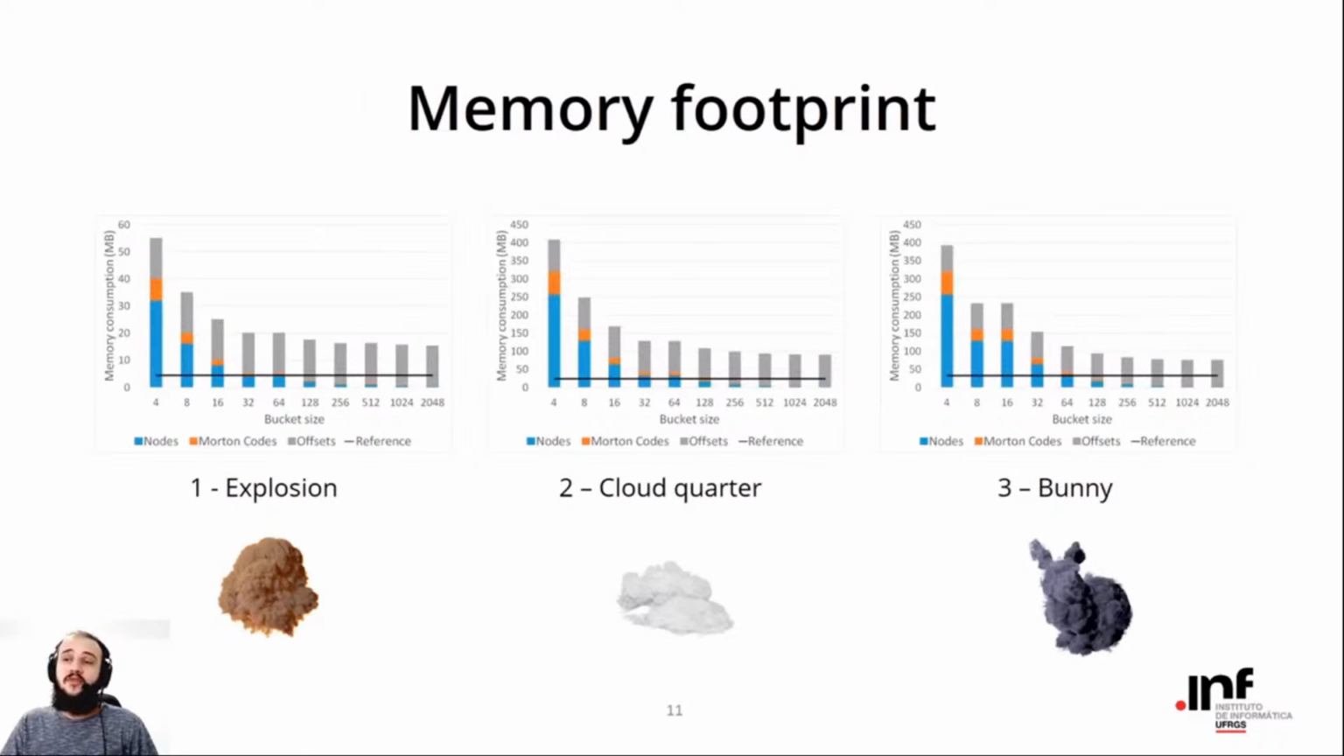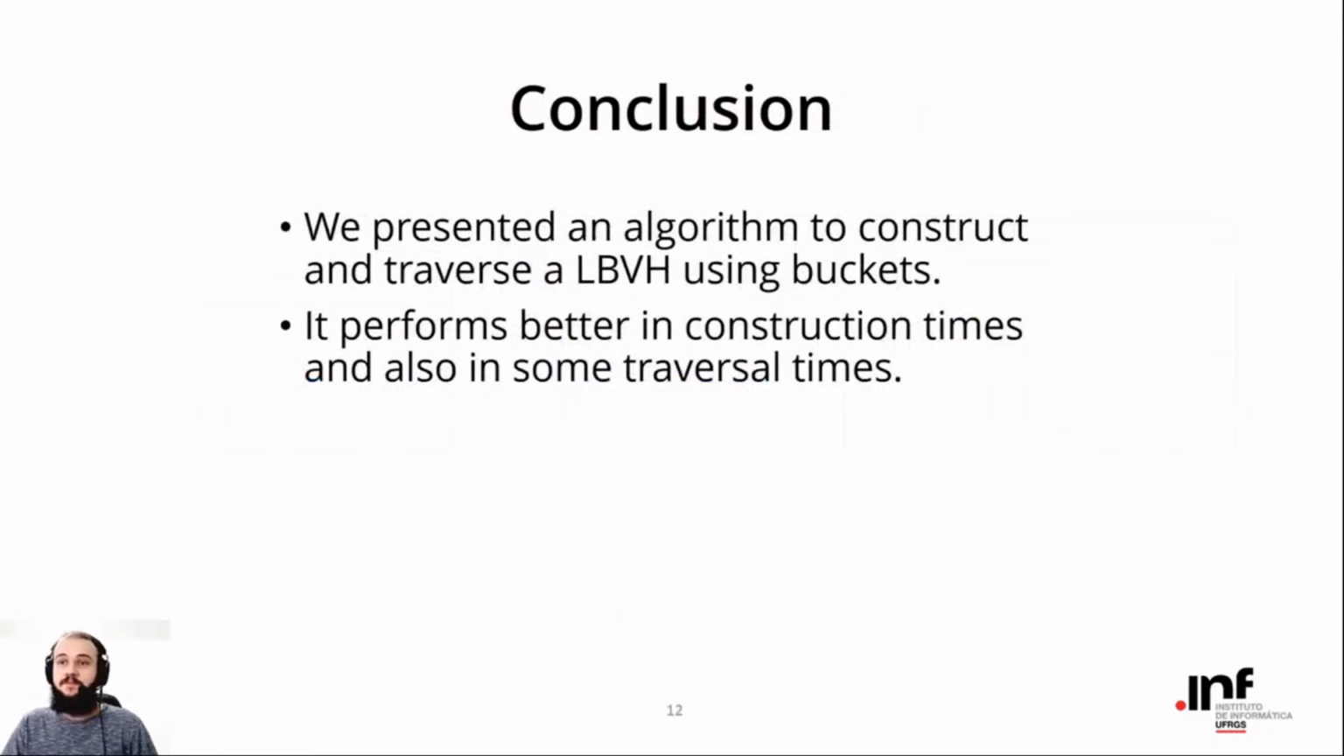Since we store a Morton code for each non-empty voxel and an offset for each bucket, our memory overhead is higher than our reference. Due to limitations in shaders and real-time applications such as games, we conclude that this trade-off may be of interest in cases where more frames per second is the main goal.